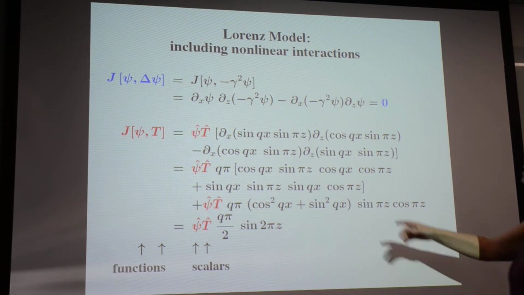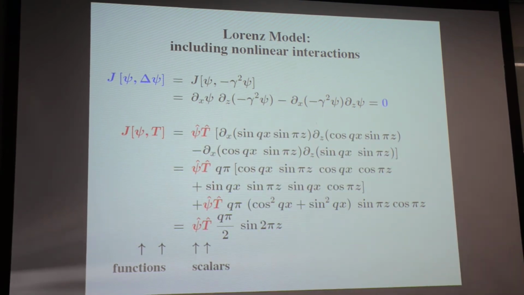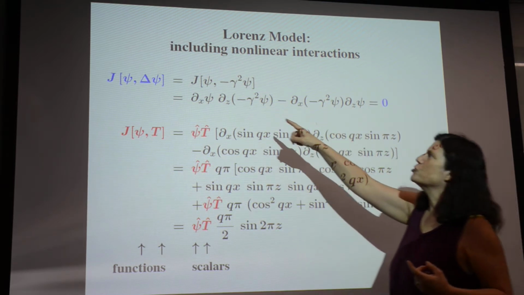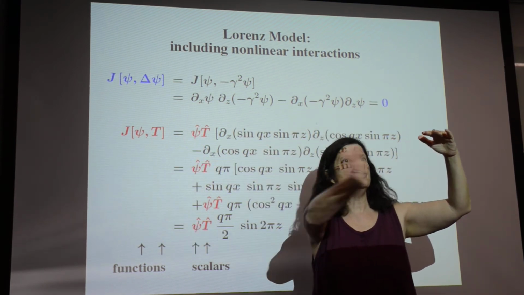Let us restore the J's. Now we would just do this exactly and get everything, but it's instructive to see what Lorenz did in 1963. Instead of going back to the whole nonlinear equations and solving them, let us start with the linear equations. And we had those functions psi that were sine k pi z and sine qx.